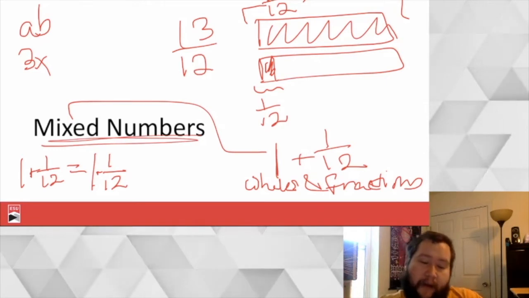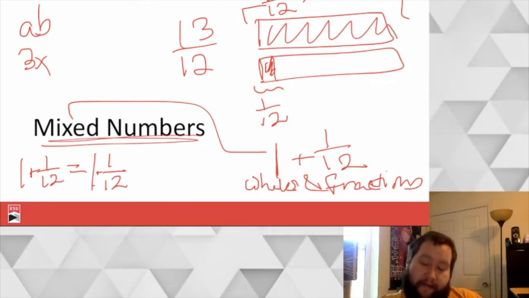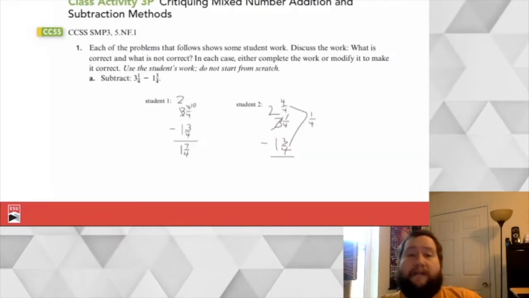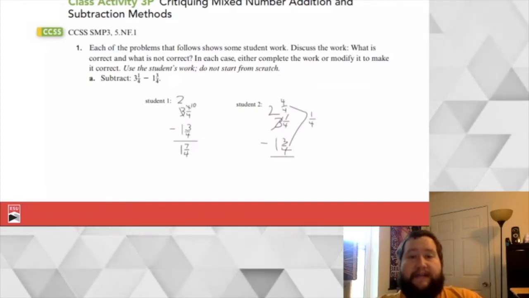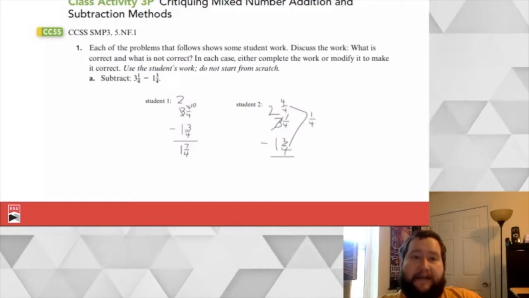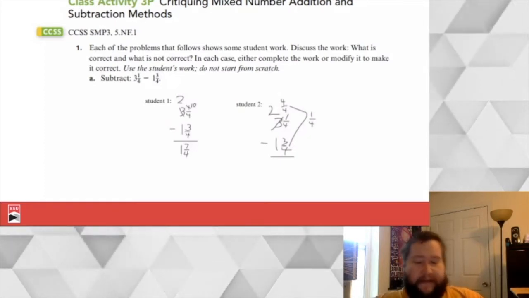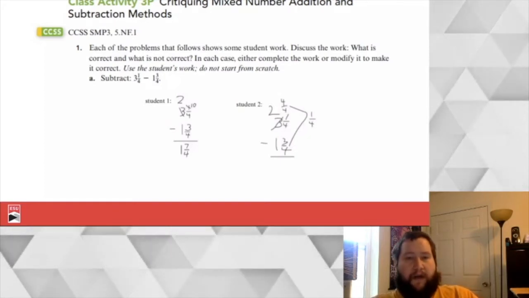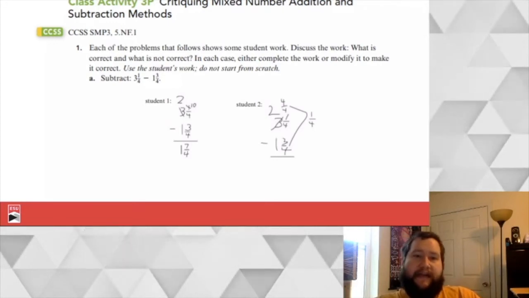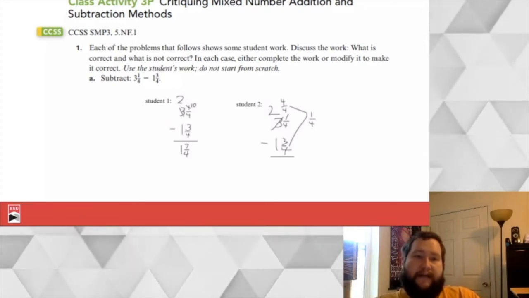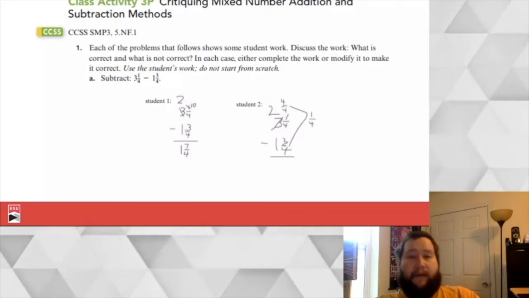But what I want to do is look through some examples, some sample student work to think about mixed number addition and subtraction, because some of these really interesting things are going to come to light. So it says, each of the problems that follow show student work. Discuss it. What is correct and what's not correct? In each case, either complete the work or modify it to make it correct. And so we need to use their work and not just start over.